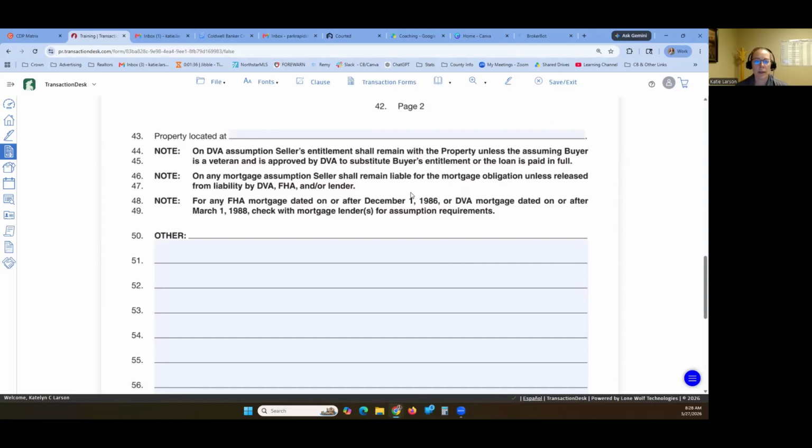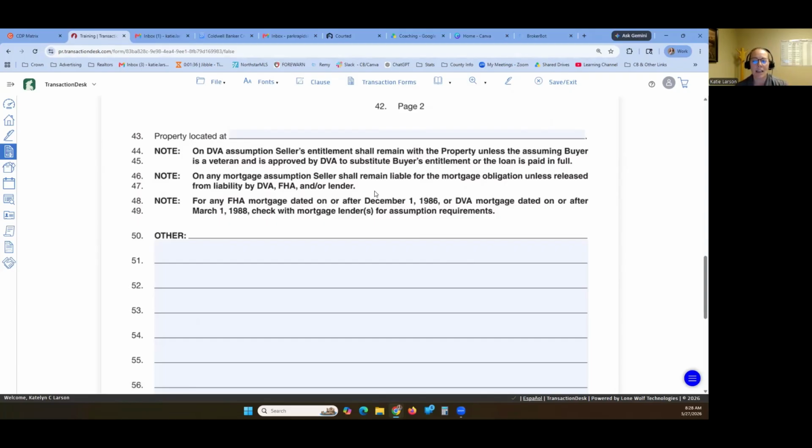Okay. 46 and 47. On any mortgage assumption, seller shall remain liable for the mortgage obligation unless released from liability by DVA, FHA, and/or the lender. Okay? When a mortgage is put on the property, that lien is recorded, right? And it's recorded in the seller's name. So what this is saying is that the seller will remain liable for that mortgage obligation if their lender doesn't release them from that obligation.